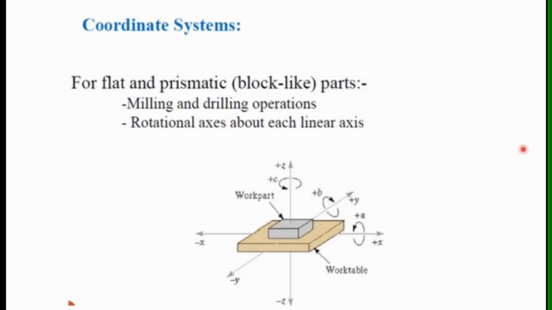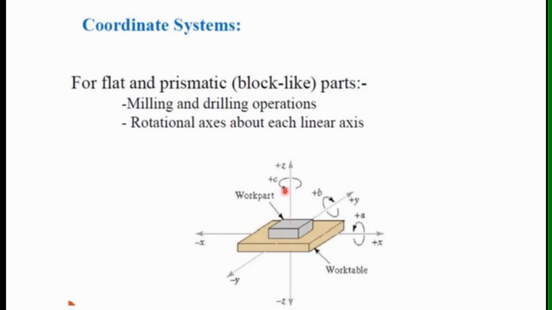Similarly, the two axes x and y are defined in the plane of the table, as shown in the figure. Here we can see axis x and axis y. Two axes are defined in the plane of this work table. And the third axis, the z axis, positive and negative z, is perpendicular to the plane of the table. The movement of this z axis is controlled by the vertical motion of the spindle.